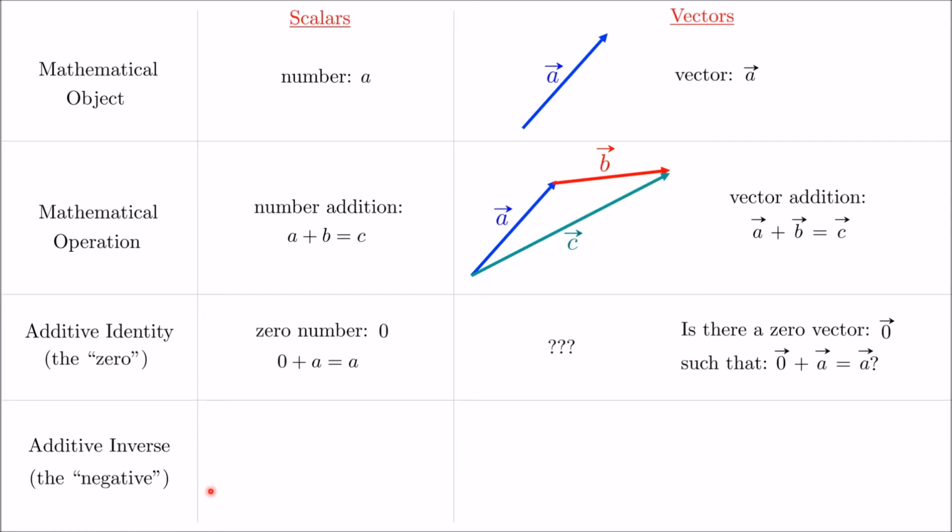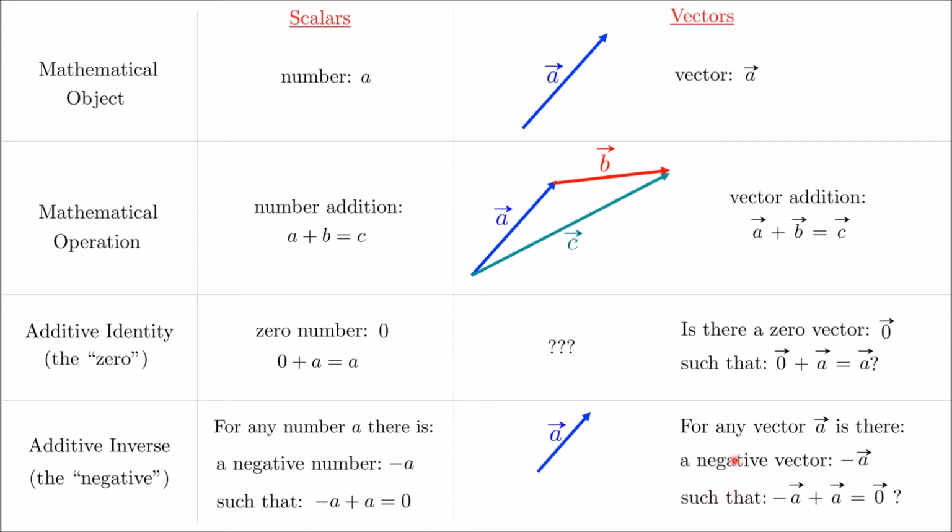The next important role is the notion of additive inverse. So within the number system, for any number a, there's a corresponding negative number written as negative a. And this is the special number such that when you add it to a, you get the additive identity back. So we're going to ask the same question, but now for the vector system. That is, if I draw up any vector a, is there a corresponding negative vector written like this, such that when I take it and add it to a, we're going to get the 0 vector back? And also, if this negative vector does exist, well, what does it look like?